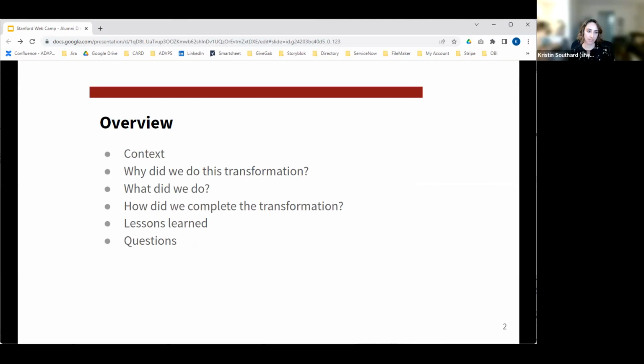This is what I'm planning to talk about today. I'll provide some context about what the alumni directory at Stanford is and why we decided to make some of the decisions we did and take on this transformation, talk about how we did that, and then any lessons learned along the way, a little retrospective there, and as I mentioned, have some time for questions at the end.